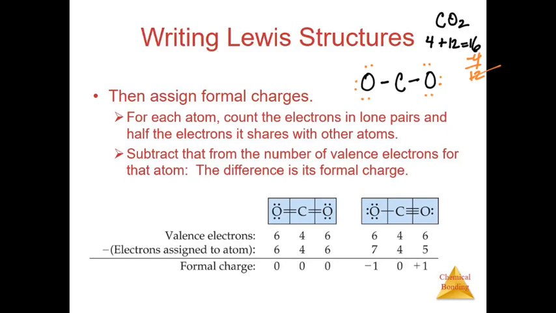So we assign formal charges. With the formal charges, you're going to count the electrons in your lone pairs, and half the electrons it shares with the other atom. And then we'll subtract that from the number of valence electrons that that element actually has. Please make sure that you get this in the correct order. So valence electrons. Notice that the top numbers in both cases are the same because it's based on the group it's in. Oxygen's in group 16, it has 6. Carbon's in group 14, it has 4. But when we do the other math part of this, it's a little bit different.